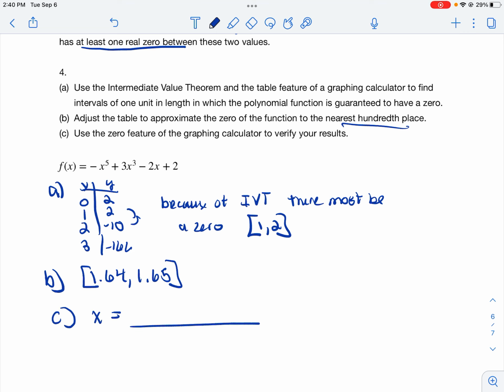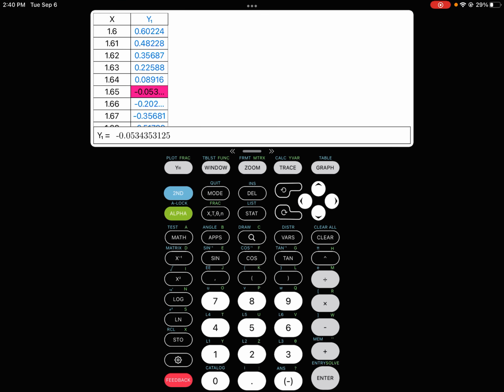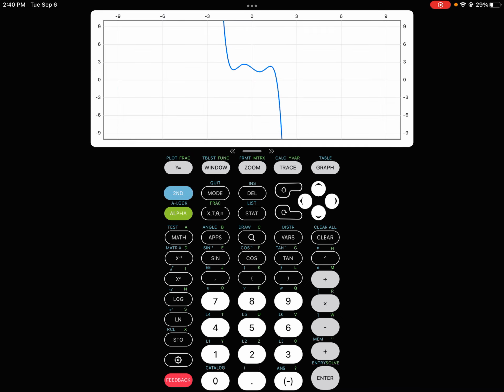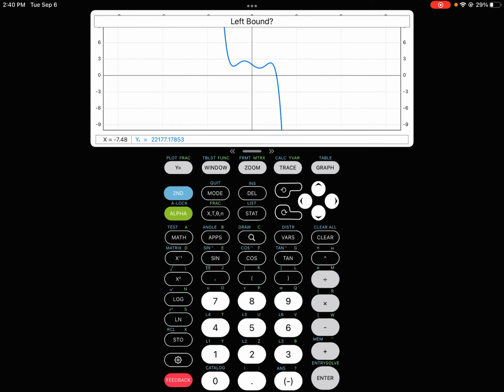So we're going to find the exact value using our graphing calculator. To find your exact value, you're going to go back to your graph this time. So I'm going to graph the function. So this is our graph. Now we're going to calculate our 0. So we're going to do second trace. That's our calculate. Notice option 2 is zero. So highlight that, push enter.